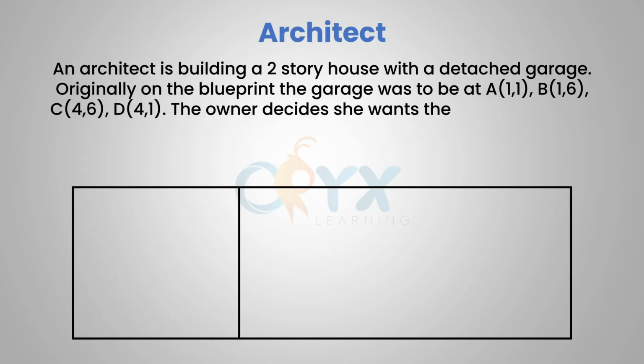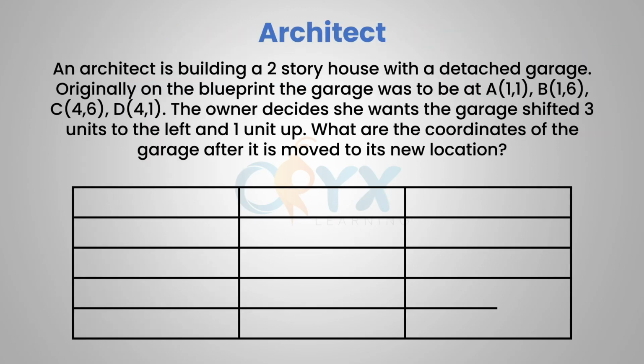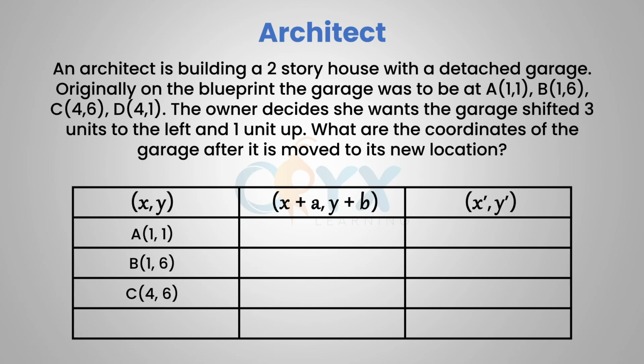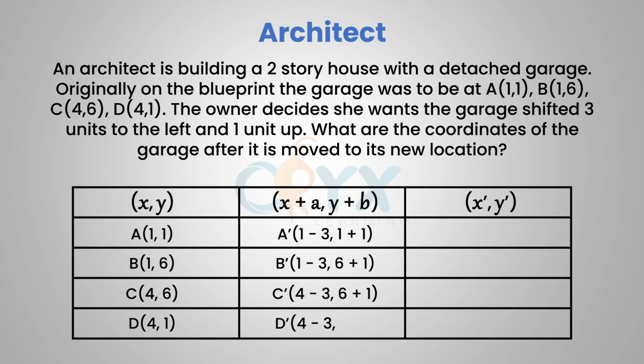Let's go back to our architect moving her garage. If we take the original points (1, 1), (1, 6), (4, 6), and (4, 1), and shift them 3 units to the left, we subtract 3 from all the x values, and 1 unit up, we add 1 to all of the y values. As we can see, simplifying, we'll get A prime of (-2, 2), B prime of (-2, 7), C prime of (1, 7), and D prime of (1, 2). So those are the new points for the new garage.